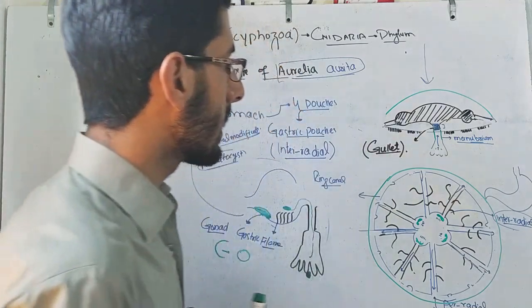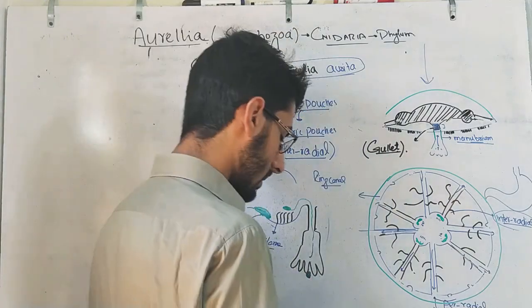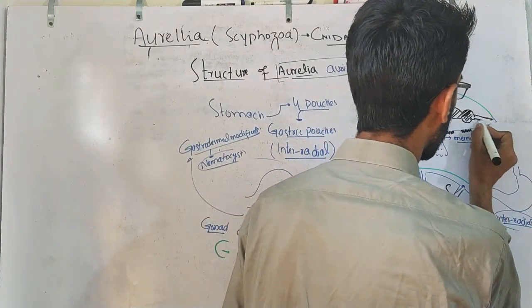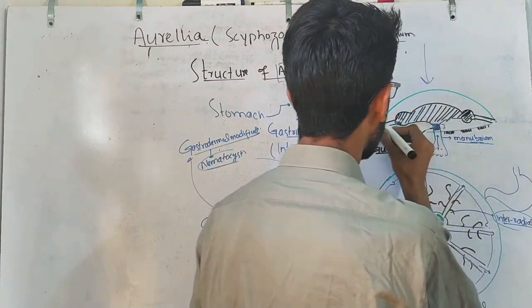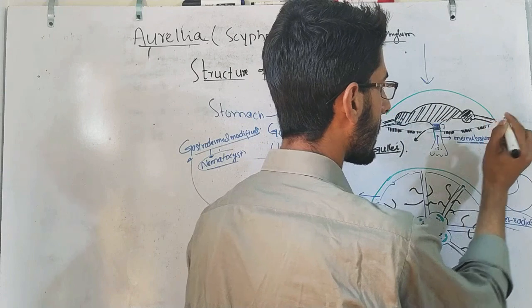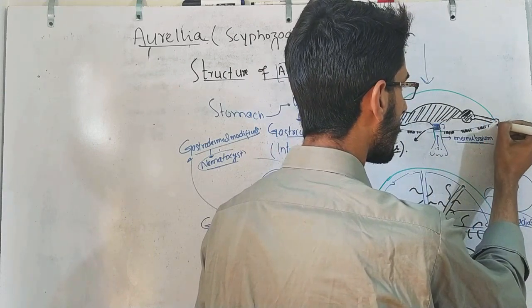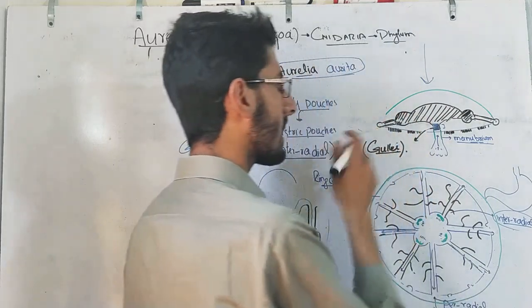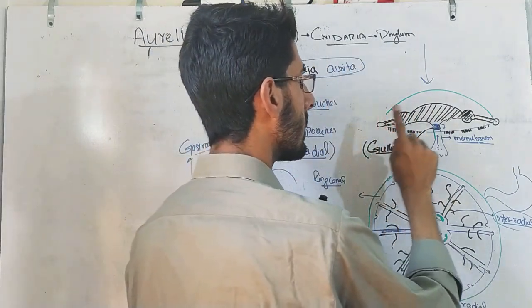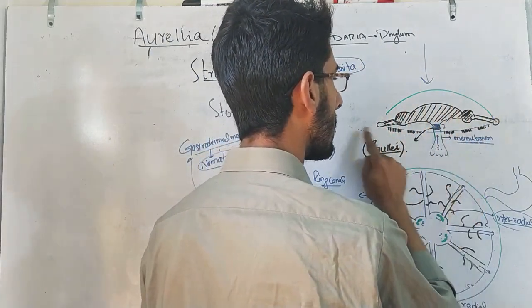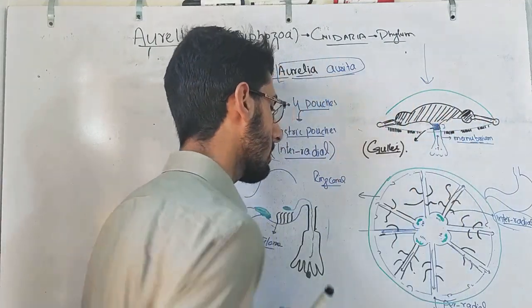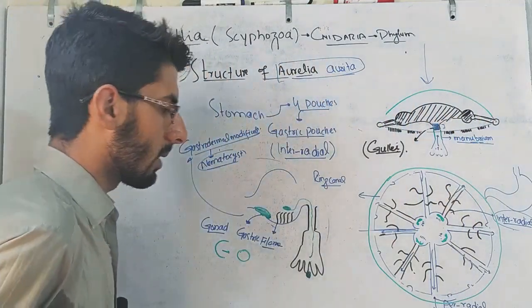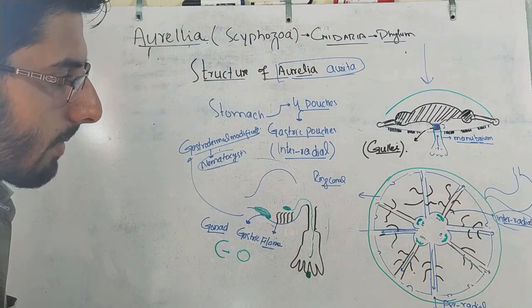So here you can see that these structures are the radial canals, and this one is the ring canal, because this ring canal will run along the entire margin of this Medusa body. So this was all about the canals of Medusa.